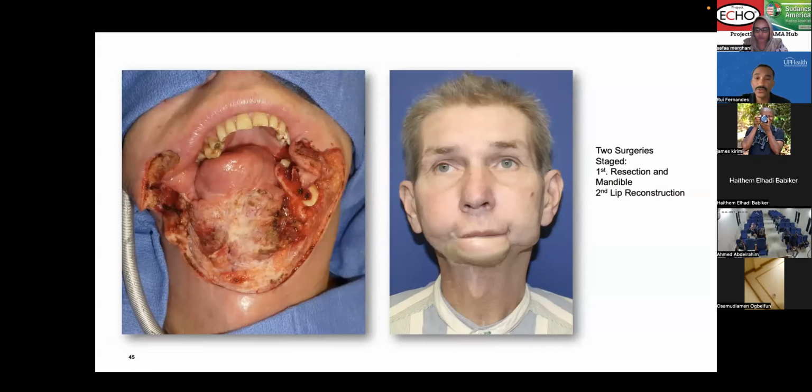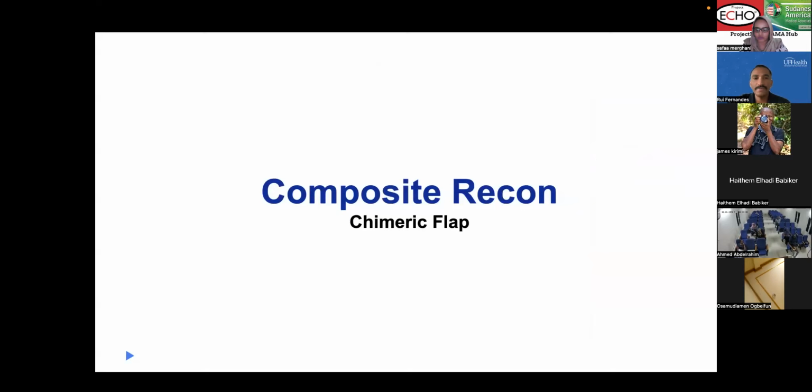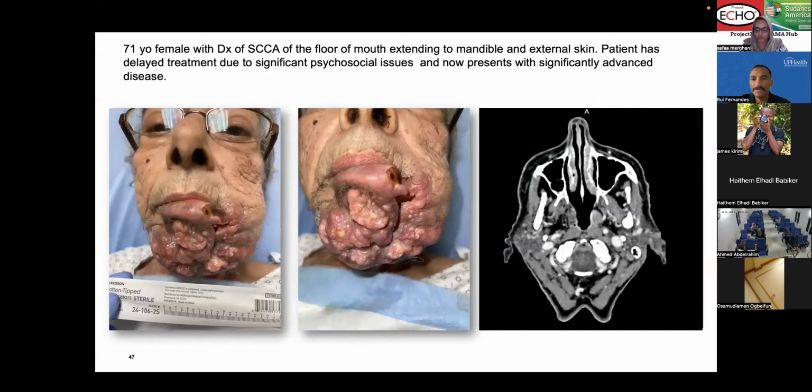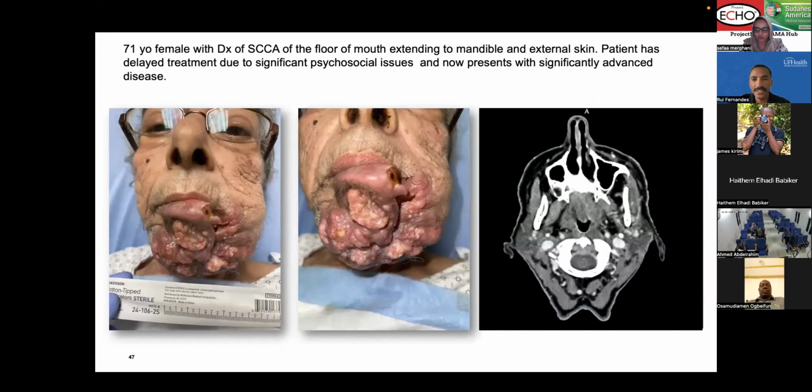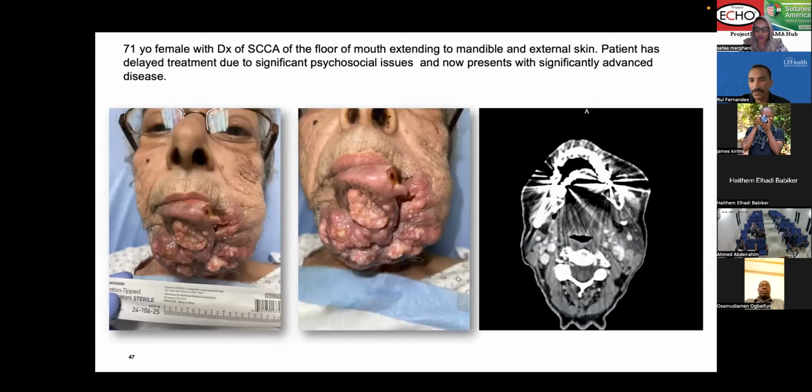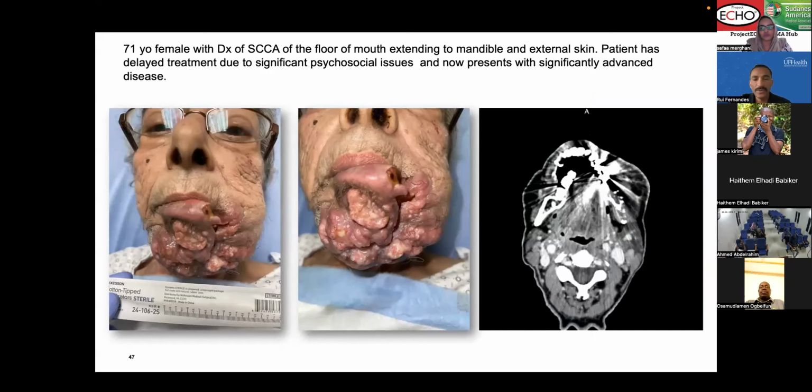You can also do composite reconstruction with a chimeric flap where you have patients such as these. This 71-year-old with a neglected malignancy, pretty extensive. You can see that's the whole lower lip, chin, neck, floor of the mouth, buccal mucosa. So when we planned for her resection, it was pretty extensive.